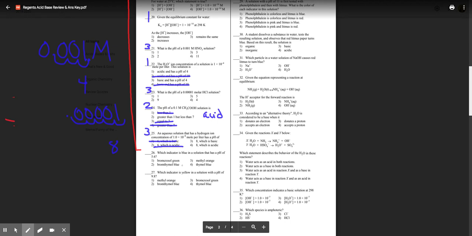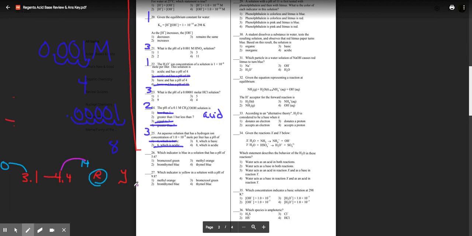Which indicator is blue in a solution that has a pH of 5.6? Okay, so we need Table M. Let's remember how to read Table M. So for example, here's methyl orange. It says 3.1 to 4.4, and then it says red to yellow. So if I'm looking at this, my pH scale is 0 to 14. So 0 to 3.1 is going to be red.